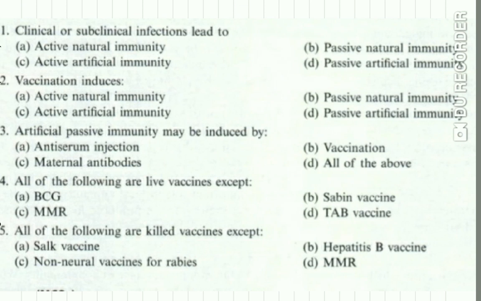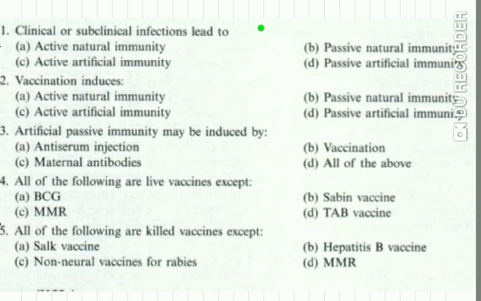The first question is, clinical or subclinical infection leads to: option A, active natural immunity; option B, passive natural immunity; option C, active artificial immunity; option D, passive artificial immunity. Note down your answers in the comment box below. Second question, vaccination induces: A, active natural immunity; B, passive natural immunity; C, active artificial immunity; D, passive artificial immunity.